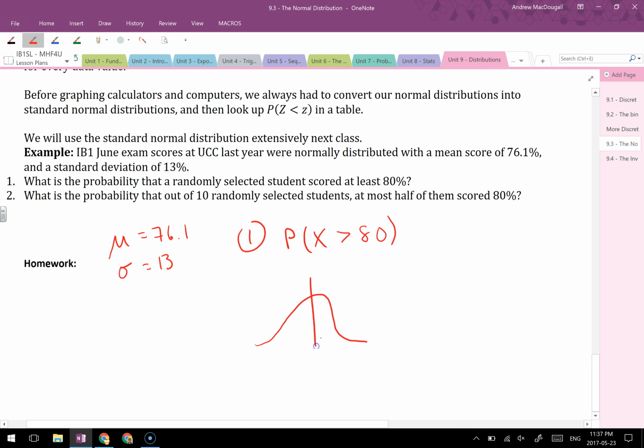In our situation, we are centered at 76.1. Our picture is to the right of 76.1, and we want this blue area under here. Right? Now, that's something we just need to punch into our calculator. Our lower bound is 80. Our upper bound should be infinity, but we need to represent that as some very large number. Average is 76.1, standard deviation 13, and we get 0.382.